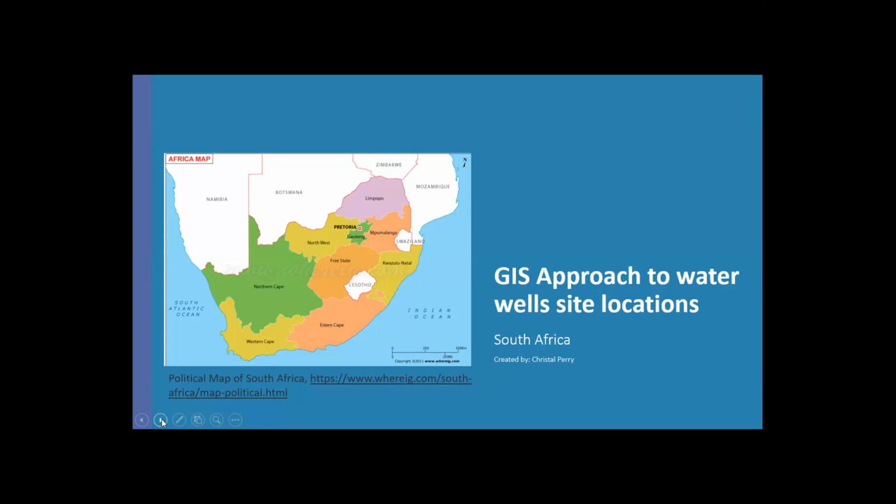Yep. So as it was discussed, my project will be a GIS approach to finding wells in South Africa. The image on this slide are the 9 provinces, which I will go over later during this presentation.